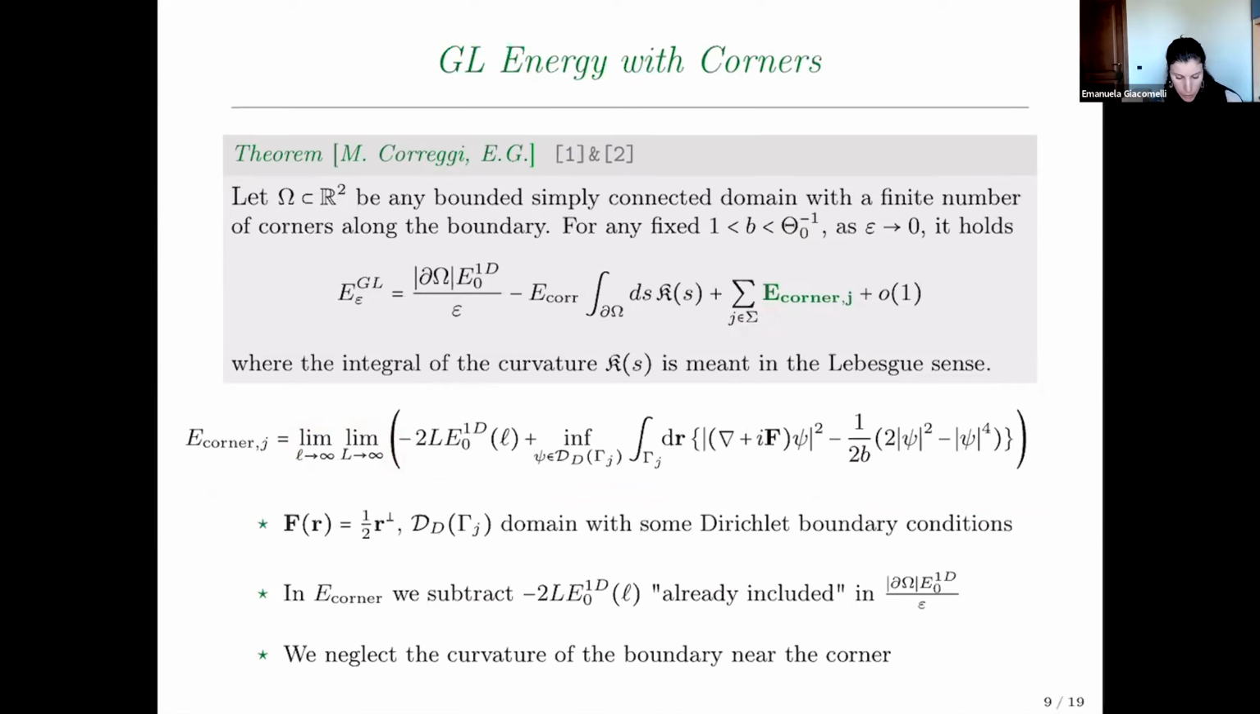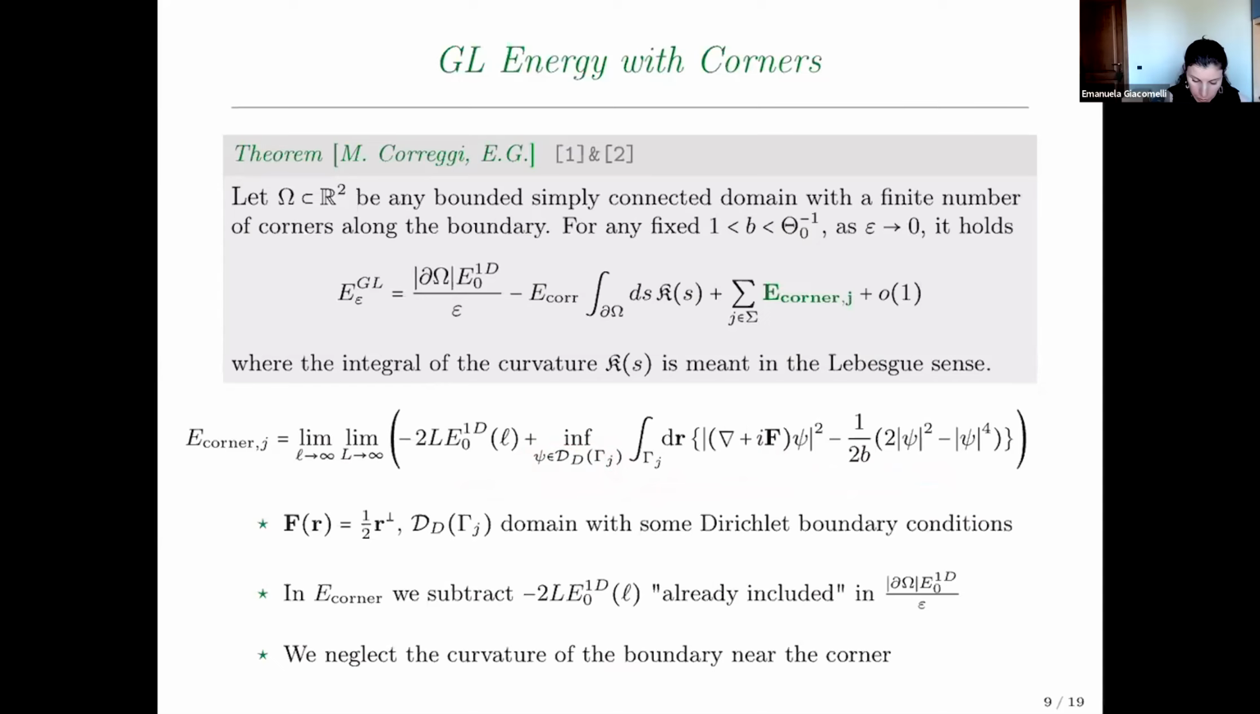In our analysis, we work with rescaled coordinates, and then I want to send these two quantities to infinity because I want to zoom in on the region close to the corner. By Gamma_j here, I denote the region close to the corner. I will show you soon which kind of region we need to choose. What I want to underline now is that if you want to look at the corner contribution, we define this contribution in this way, in which this minimization is just with respect to psi. So we fix the vector potential equal to F.